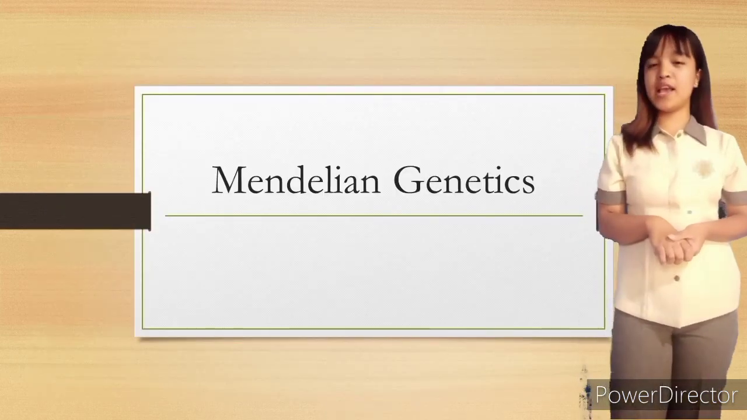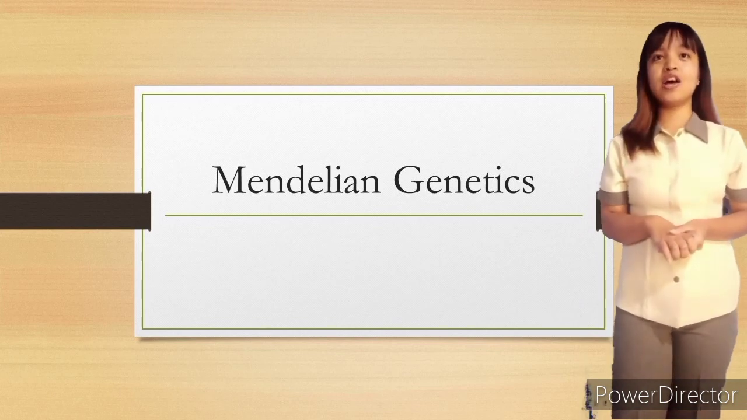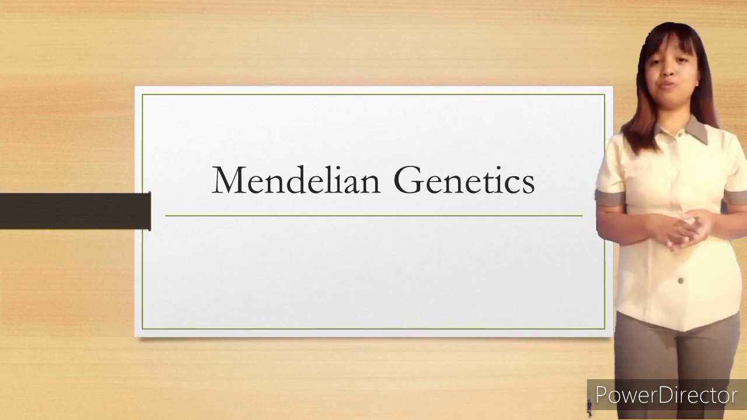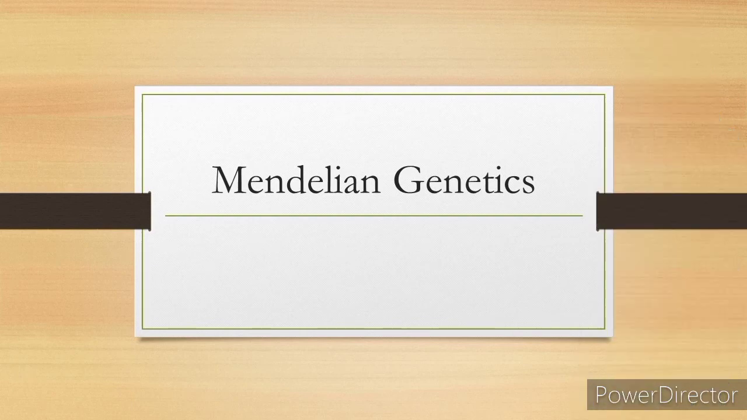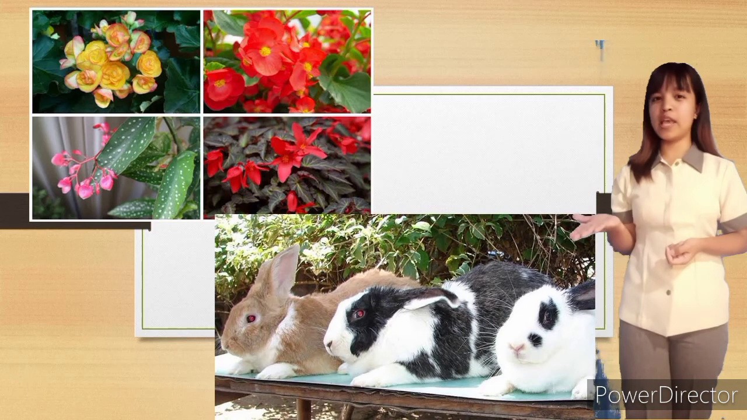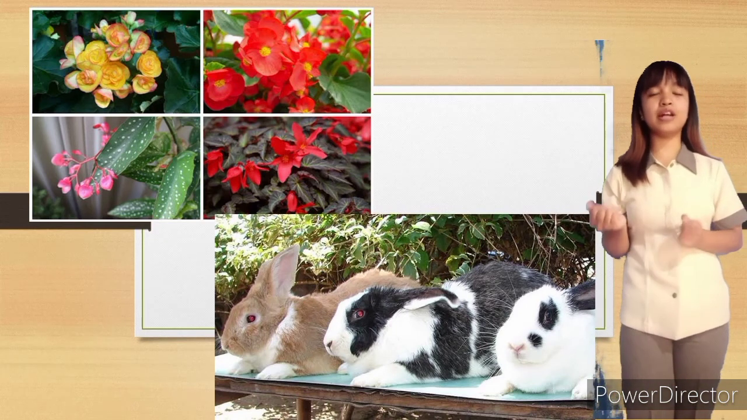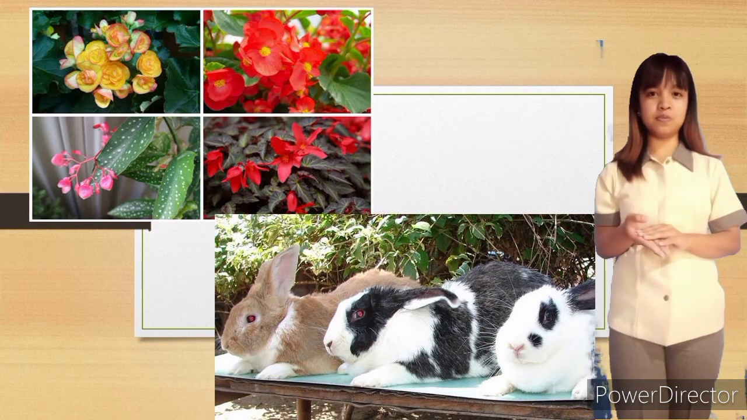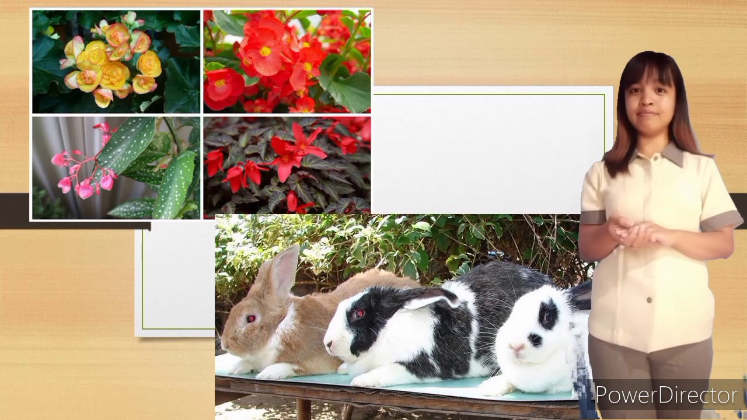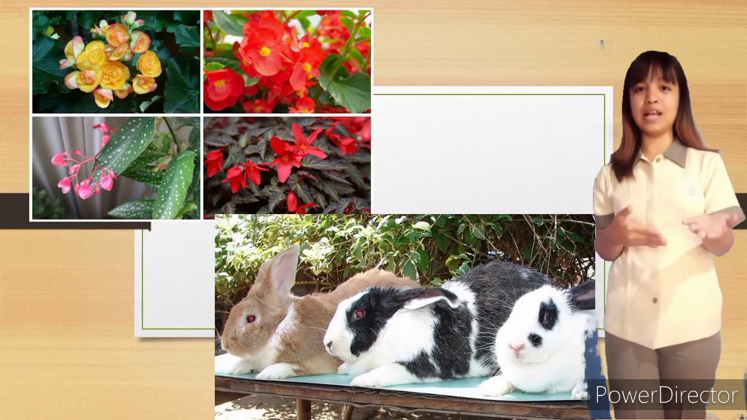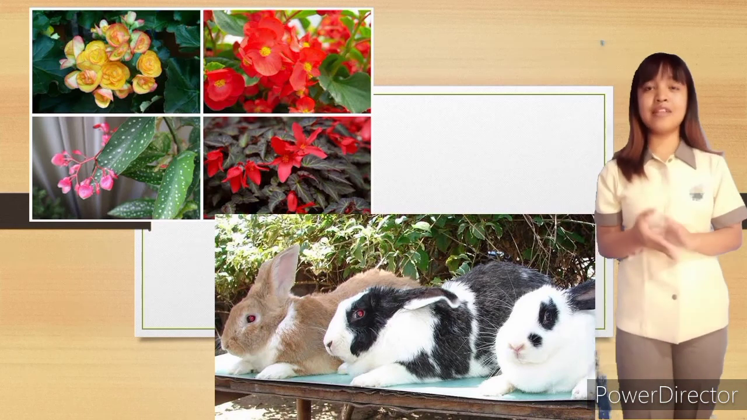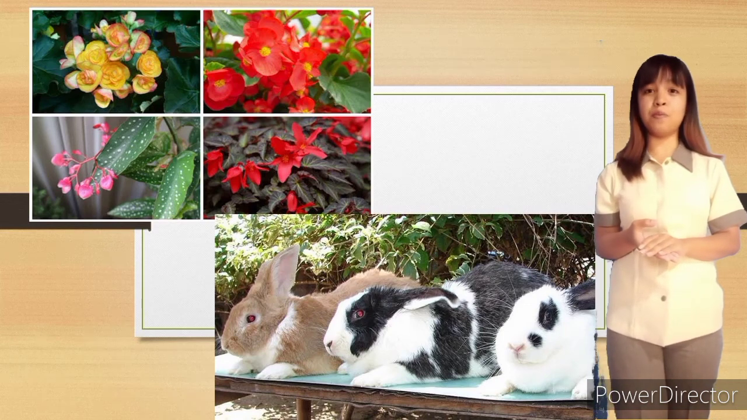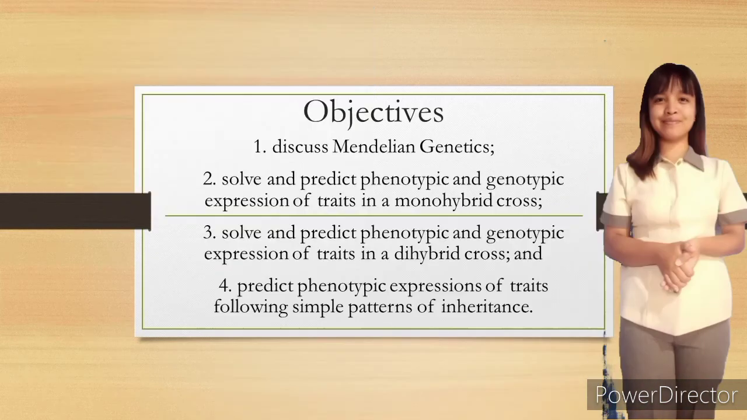Our topic for today is about Mendelian genetics. There are different forms of living things around us. There's a lot that we cannot name them one by one. In this image, what do you think are the similarities and differences among these organisms? Yes, Miss Jokno? How about you, Miss Gadon? Yes, diverse forms exist among living things of similar species or among different species.